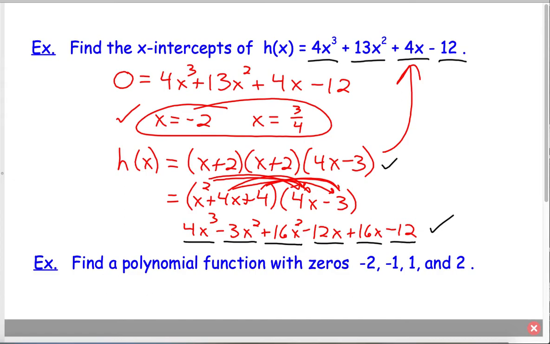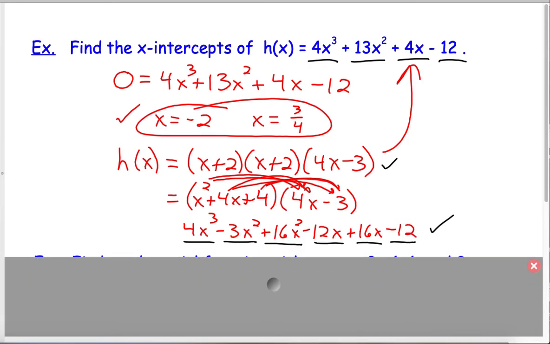When we have a factor occur more than once, we say that in this case x equals negative 2 is a 0 or an x-intercept of multiplicity 2. Okay, if it occurred 3 times, if we had a higher polynomial and we had factored to x plus 2, x plus 2, x plus 2, then we would have x equals negative 2 as a root of multiplicity 3, etc. And it turns out when that multiplicity is an even number, on the graph it'll bounce off the x-axis, it won't go through it.